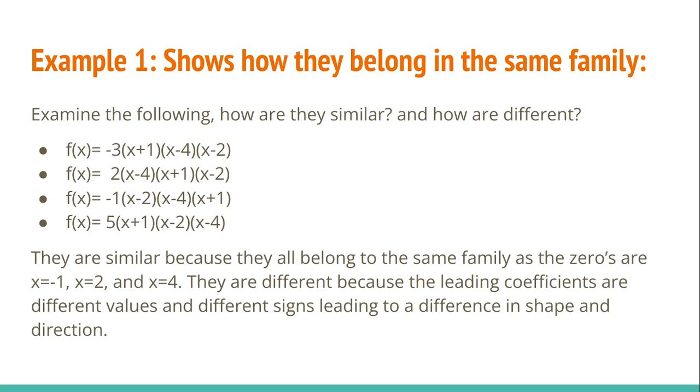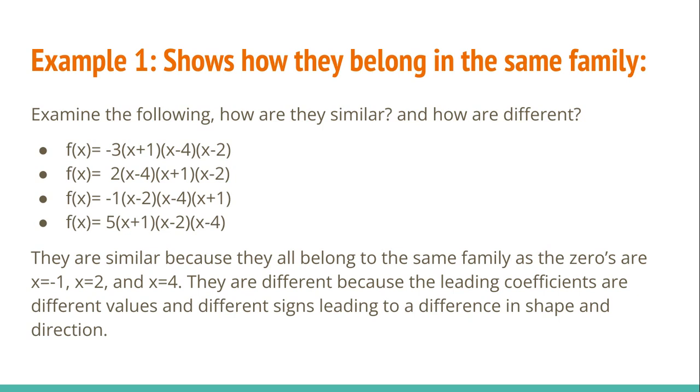Example 1 explains how all four of these equations belong in the same family. Our first equation is f of x equals negative 3 (x plus 1)(x minus 4)(x minus 2). Then we have our second equation, f of x equals 2 (x minus 4)(x plus 1)(x minus 2). Our third equation, f of x equals negative 1 (x minus 2)(x minus 4)(x plus 1). And we have our fourth equation, f of x equals 5 (x plus 1)(x minus 2)(x minus 4).